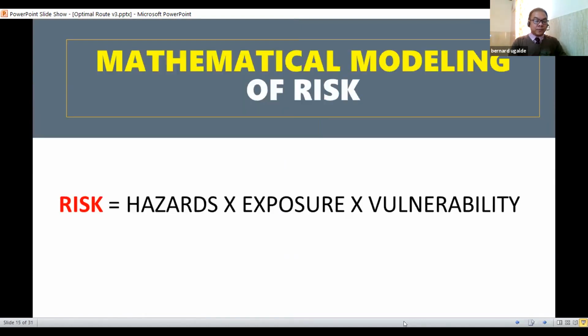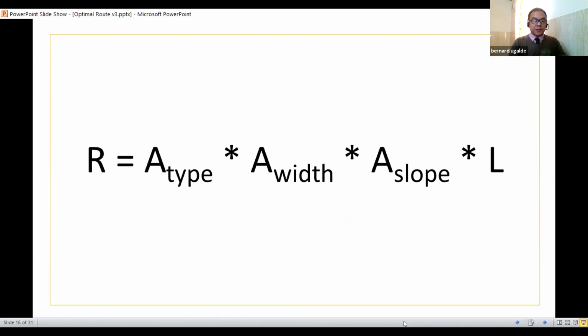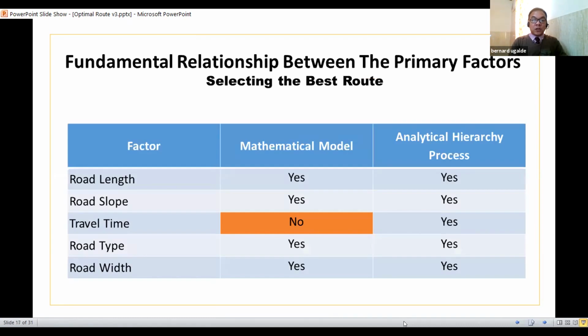Alongside this, the modeling of the relationship between each primary risk factor was based on the standard risk analysis formula as shown in this equation: risk is equal to hazard times exposure times vulnerability. Thus, the encompassing associated risk can be expressed as the mean accident rate based on the road type, mean accident rate based on the road width, mean accident rate based on the elevation of the road, and the distance traveled by the user. So collectively, the established fundamental relationship shared 5 of the 15 factors identified in the literature review, namely the road length, slope, time, type, and road width.